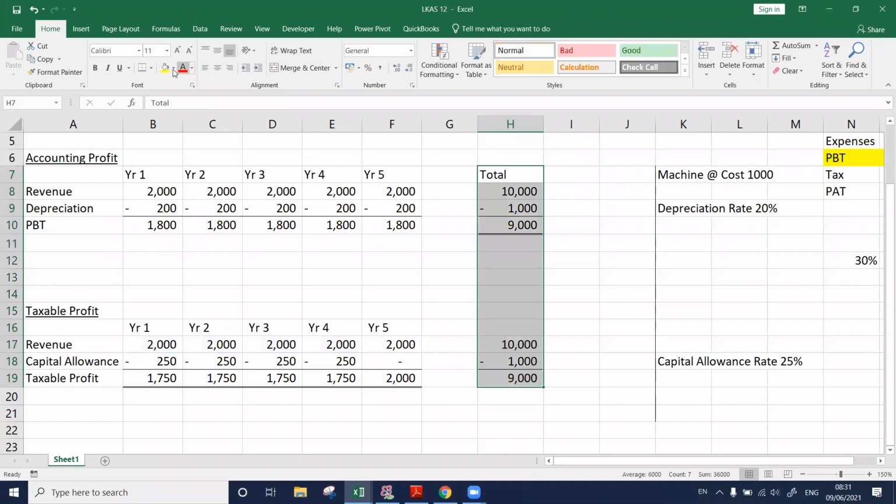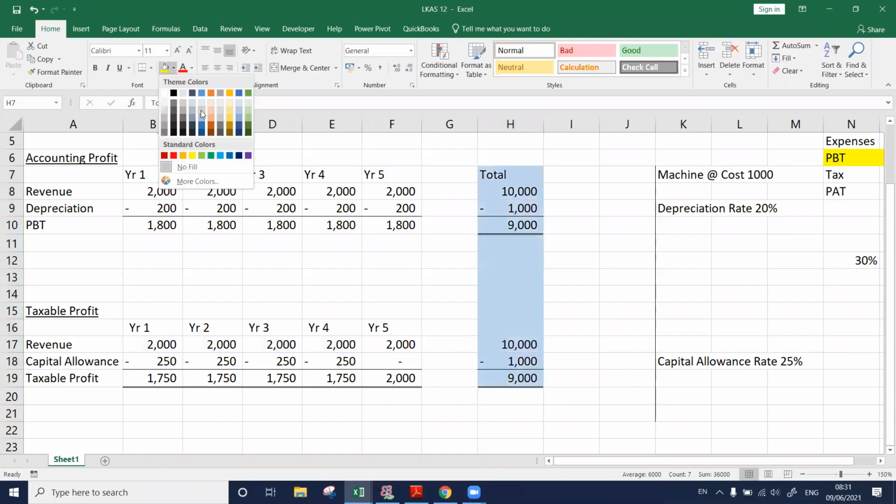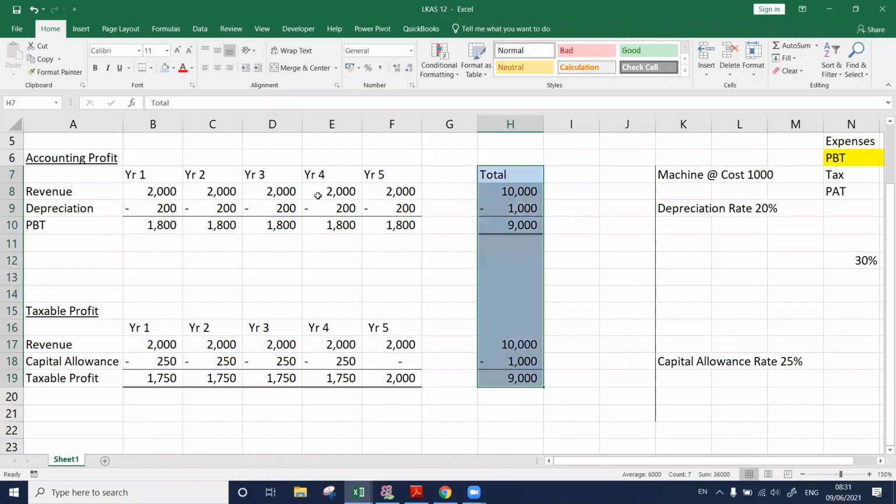So what you can see here? There is no difference, right? At the end, there is no difference in accounting profit and taxable profit. So this is what then? This difference, what we can see year by year, is something temporary.